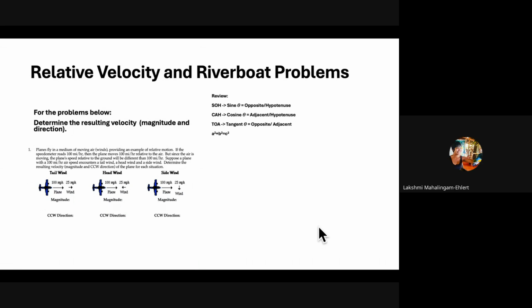125. How did you get 125? You add them since they're both in the same direction. Good. I'm glad you added them because they're both in the same direction. Now, 125, right? What would be the direction?